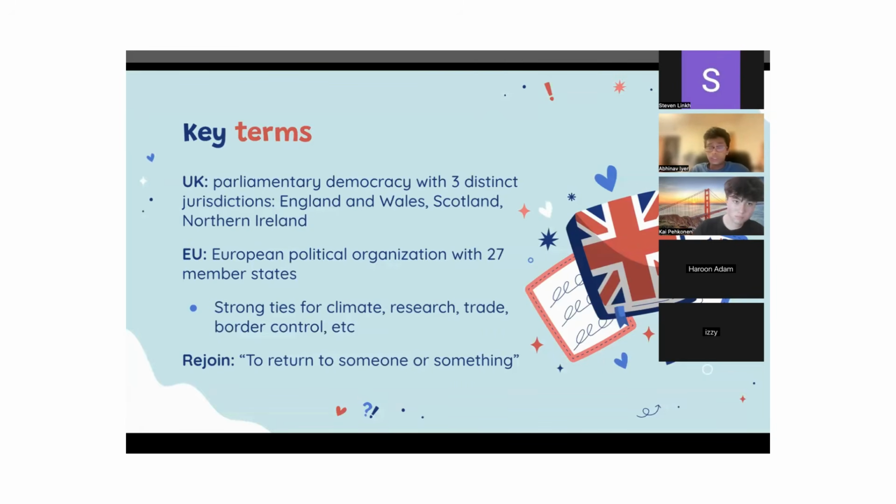Then the EU is obviously really popular, 27 member states, and they all have really strong ties for things like cooperation in the areas of climate, research, trade, etc. We'll talk more about what they cooperate on and how that can be used for argumentation.